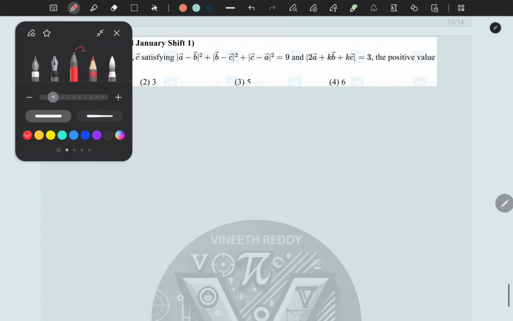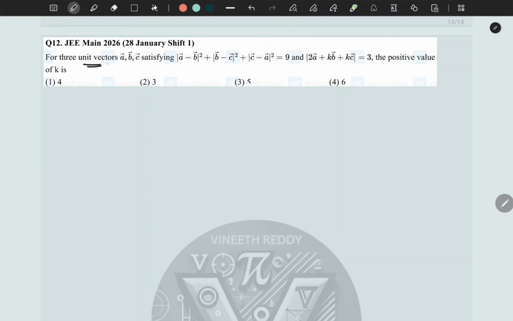Next question says, for 3 unit vectors A, B, C satisfying this. Okay, now this is one of the previous Advanced questions. So they have asked this kind of question at JEE Advanced also. You can search it. I think it is around 2015 or 2016, something like that. You can search it. So what to do with this question?